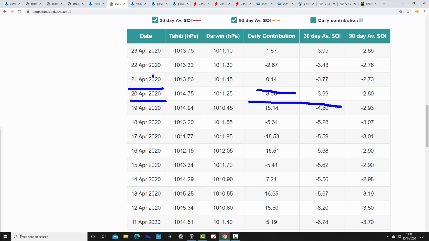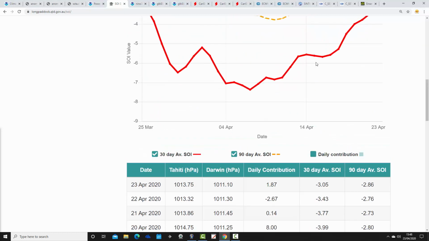We've got the 21st around ENSO neutral, neither positive nor negative, at 0.14. 22nd of April, just very slightly negative, minus 2. 23rd of April, plus 1. So definitely we remain around ENSO neutral at the moment. There's no clear, consistent signal between either El Nino or La Nina.